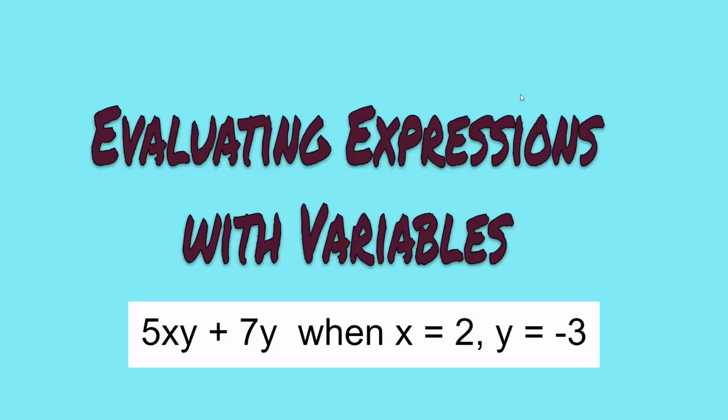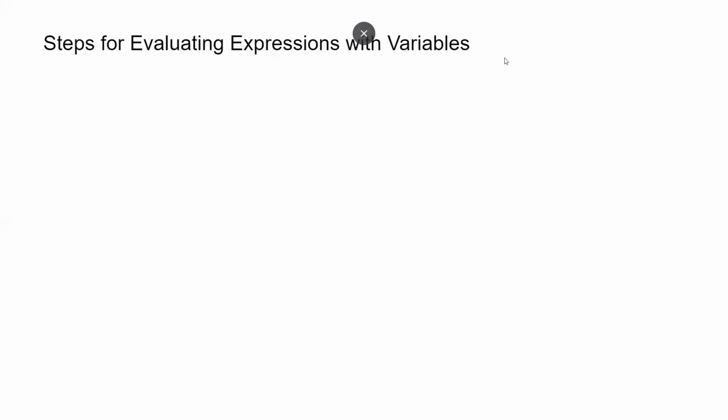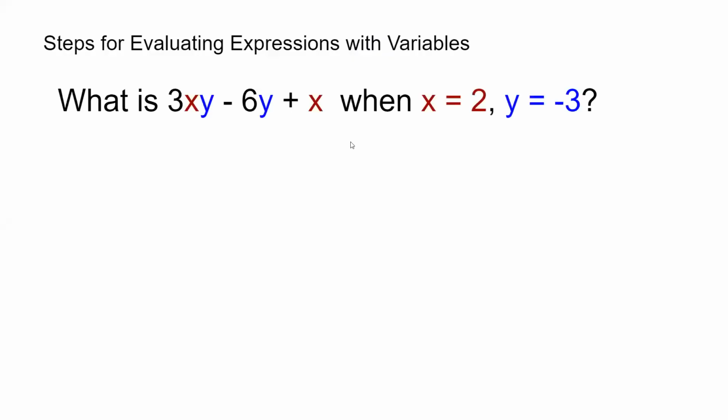In this video, we're going to be reviewing evaluating expressions with variables. There's an example at the bottom of the screen here, 5xy plus 7y, when x is equal to 2 and y is equal to -3. So if we know the values of x and y, we can figure out the value of this expression by substituting for those variables. So let's take a look at some steps.